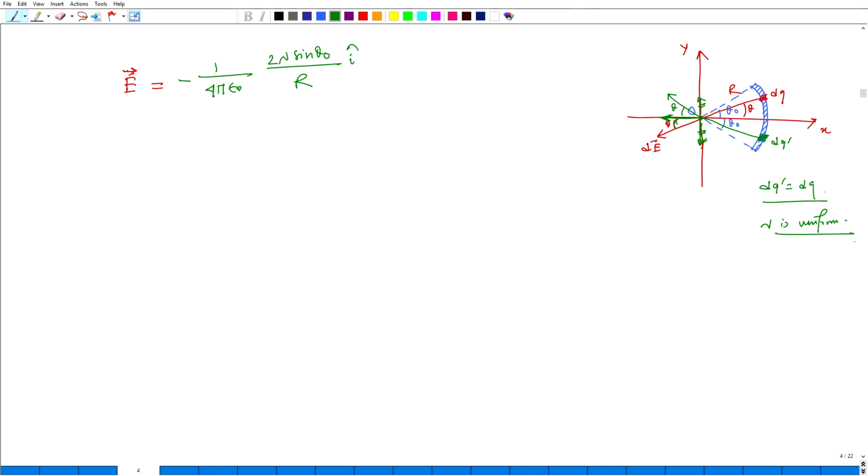The y component of the electric field due to this strip is the same as the y component of the electric field due to the other strip. They cancel each other because the direction is opposite, and only the x components are non-zero. This one is negative, because the direction is minus I cap. This negative sign indicates the direction, and the magnitude of Ex is 1 over 4 pi epsilon naught, 2 lambda sin theta naught over r.